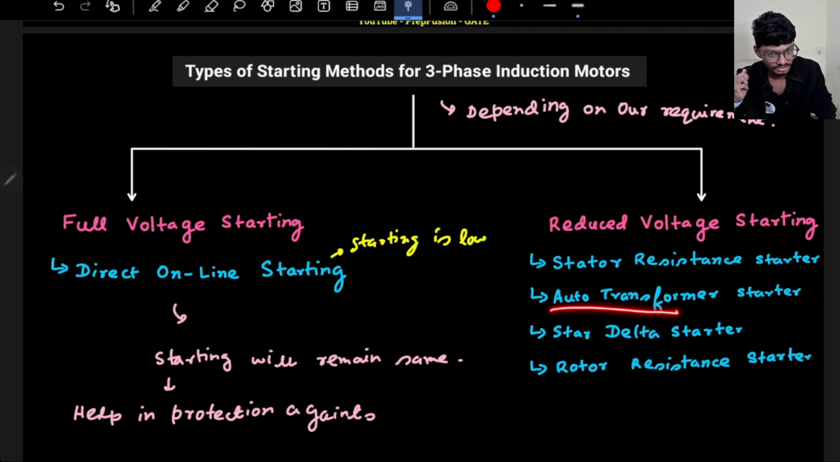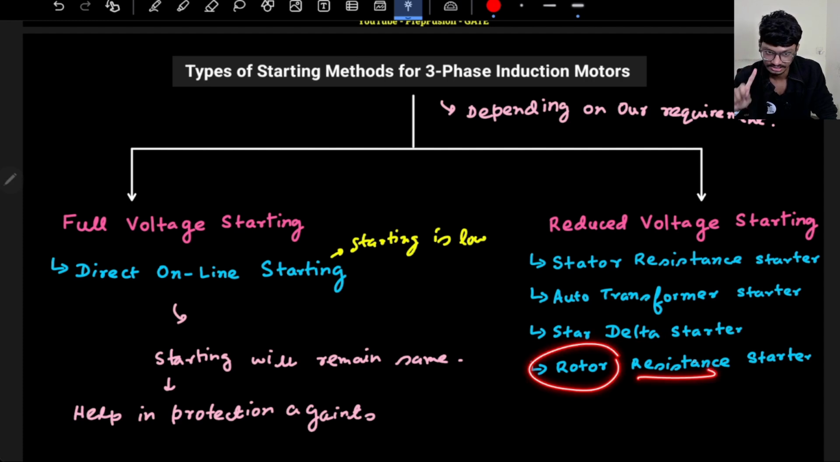Again, auto transformer starting. Instead of initially giving the full voltage, we can gradually increase the voltage with the help of an auto transformer. An auto transformer can change the voltage levels, and if I change the voltage levels, the current also will be changed. Then we have the star delta starter. We know that in star, if I am applying 400 volts in the line, in the phase it is 400 by root 3. So the voltage level is reduced. That is what the star delta starter can help us do.